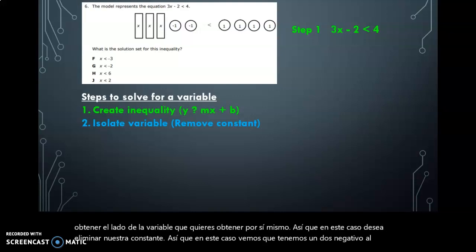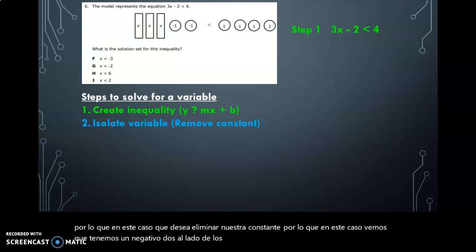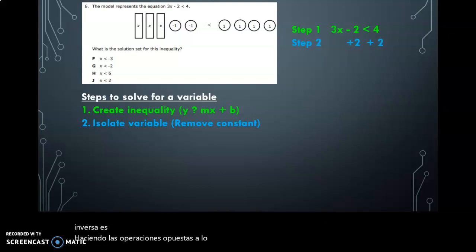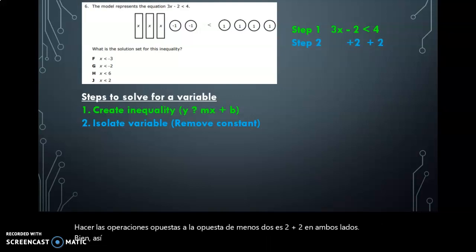So we're going to do the opposite operation, right? The inverse operation is doing the opposite operation. The opposite of minus 2 is plus 2 on both sides. Okay, so we're getting rid of that constant. Once we do that, we're going to get 3x is less than 6, right? Because that negative 2 cancels.